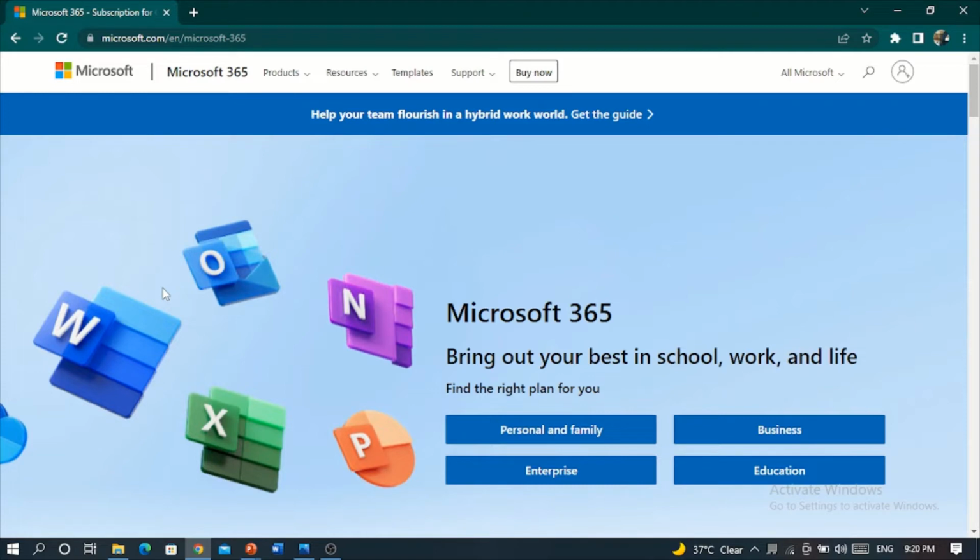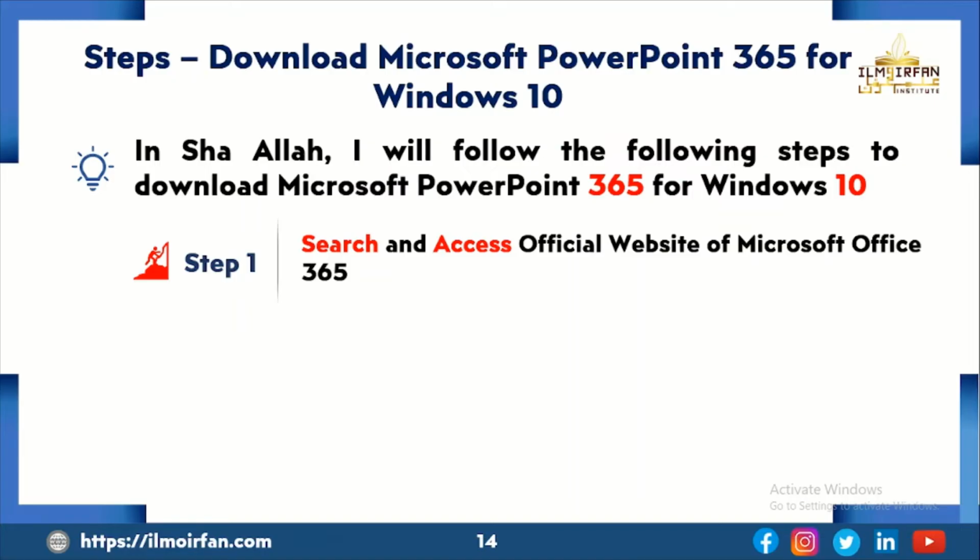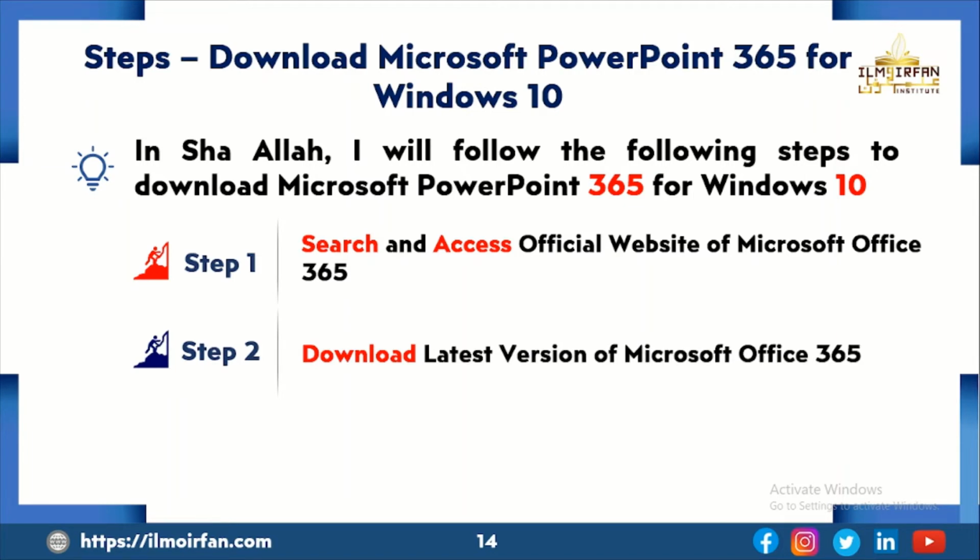Now let's move to the PowerPoint presentation to see what our second step is. To switch from Google Chrome screen to presentation screen, I will use Alt plus Tab key. Please note that in the entire lecture, I will use Alt plus Tab key to switch between different screens. The second step is download latest version of Microsoft Office 365 for Windows 10 operating system. To complete the second step, move to the official website of Microsoft Office 365.